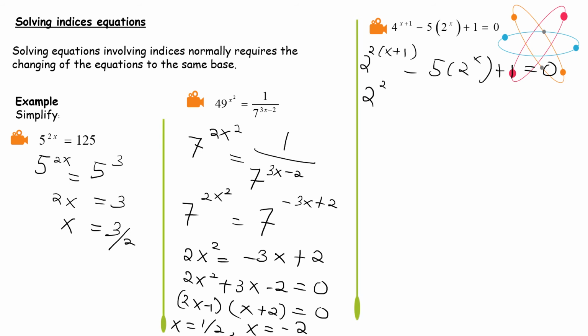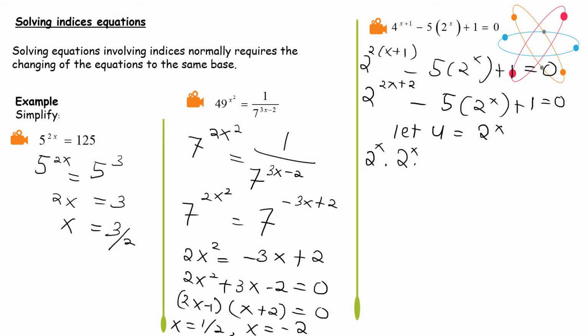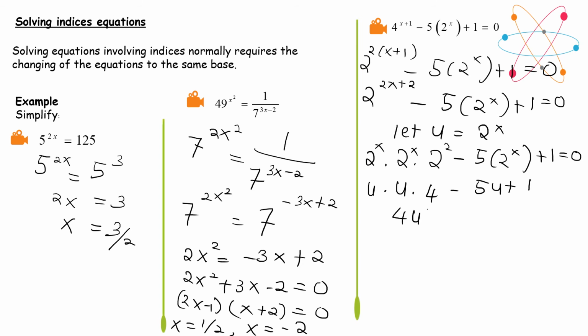Expand. Next, let u equal 2 power of x. 2 power of 2x means 2 power of x times 2 power of x times 2 power of 2. Substitute u as 2 power of x. Then now we have a quadratic equation.